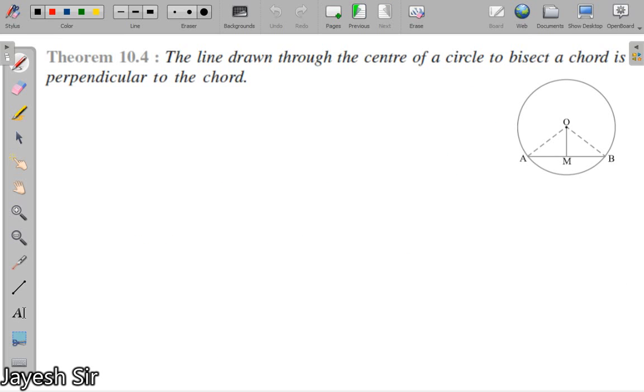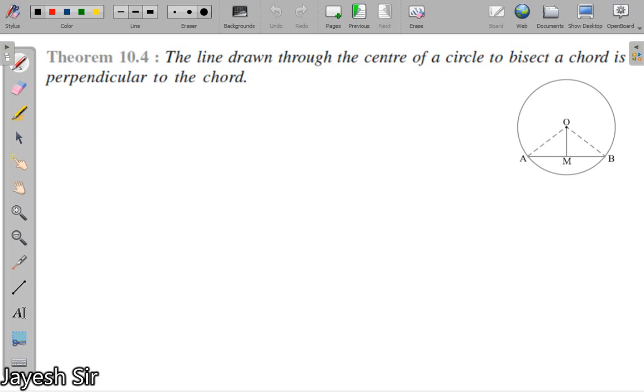Next, first we will start with the theorems of this chapter. First of all, we will cover all the theorems of this chapter. After that, I will start with the exercises. So this is theorem 10.4, which I started today in my live class.